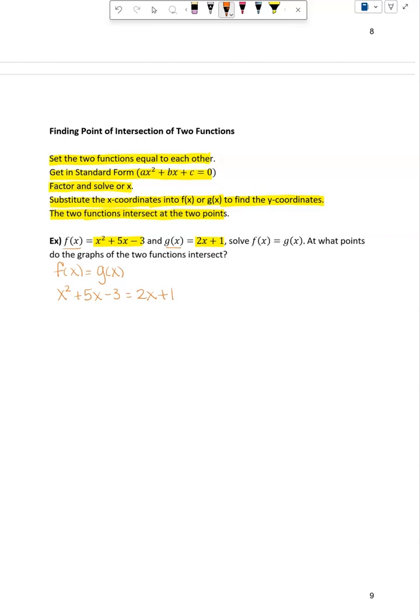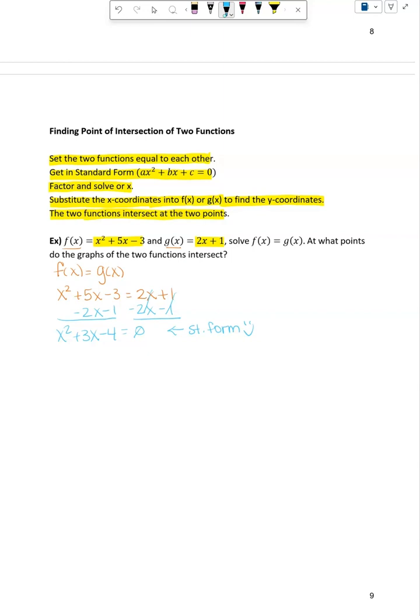Okay. Now we want to get it in standard form, because standard form is like quadratic equals 0. Well, right now it doesn't equal 0, does it? So let's make that happen. Let's subtract 2x and subtract 1. But what we do on one side, we have to do on the other. These two will cancel, so we're going to leave 0 over here. This is going to be x squared plus 3x minus 4. Okay, now we're in standard form.